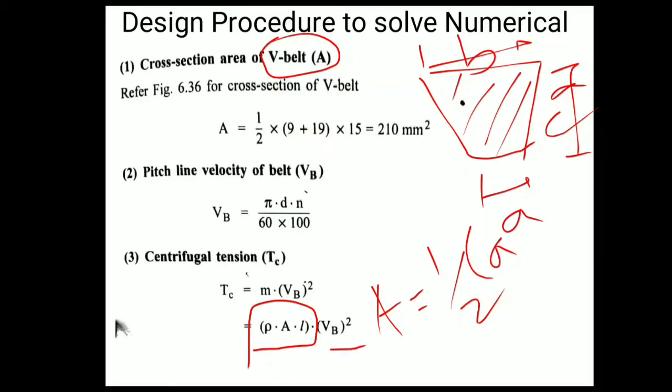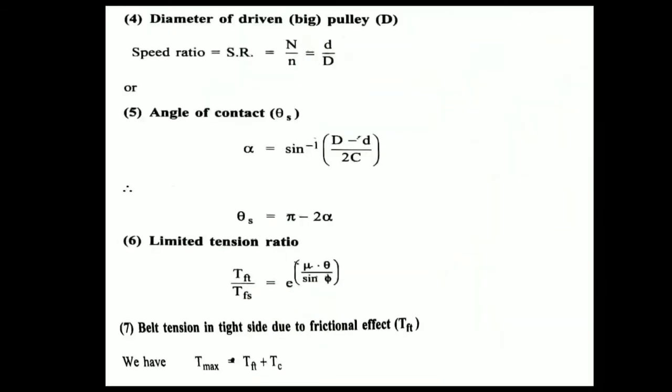Keep in mind, in case of the V belt drive, again I will repeat, m in Tc is equal to m v square, but in case of the V belt drive it is rho A L and Vb square, correct? A can be defined as B into T, no problem. Clear? Next will be the diameter. We know the speed ratio: bigger divided by smaller is equal to smaller divided by bigger in terms of the diameter and RPM. Now the angle of contact alpha is equal to d minus.